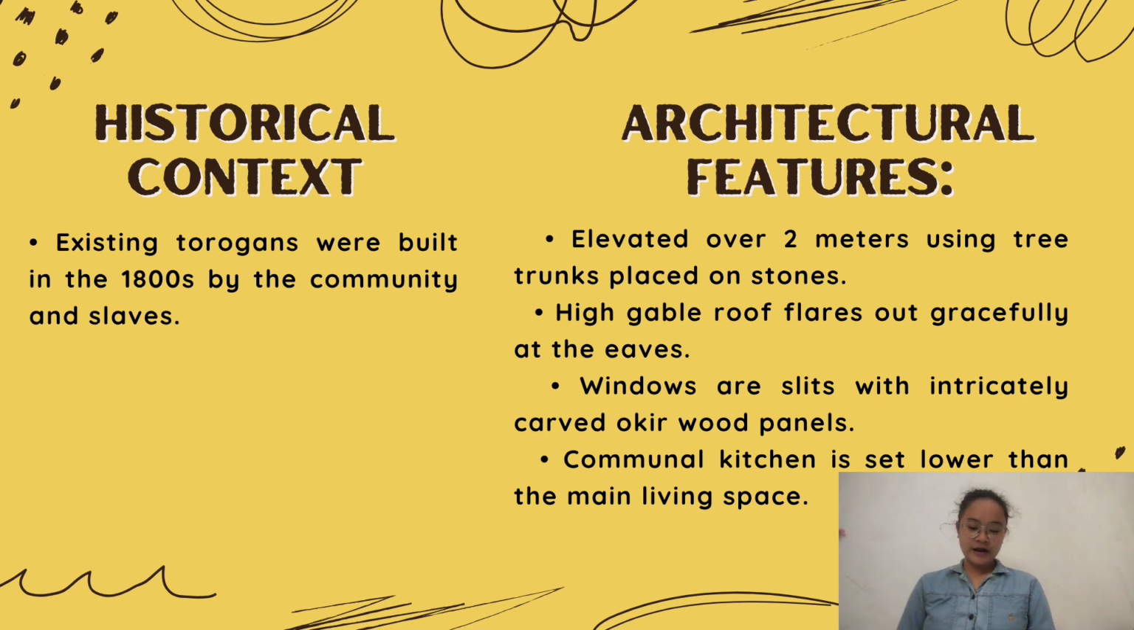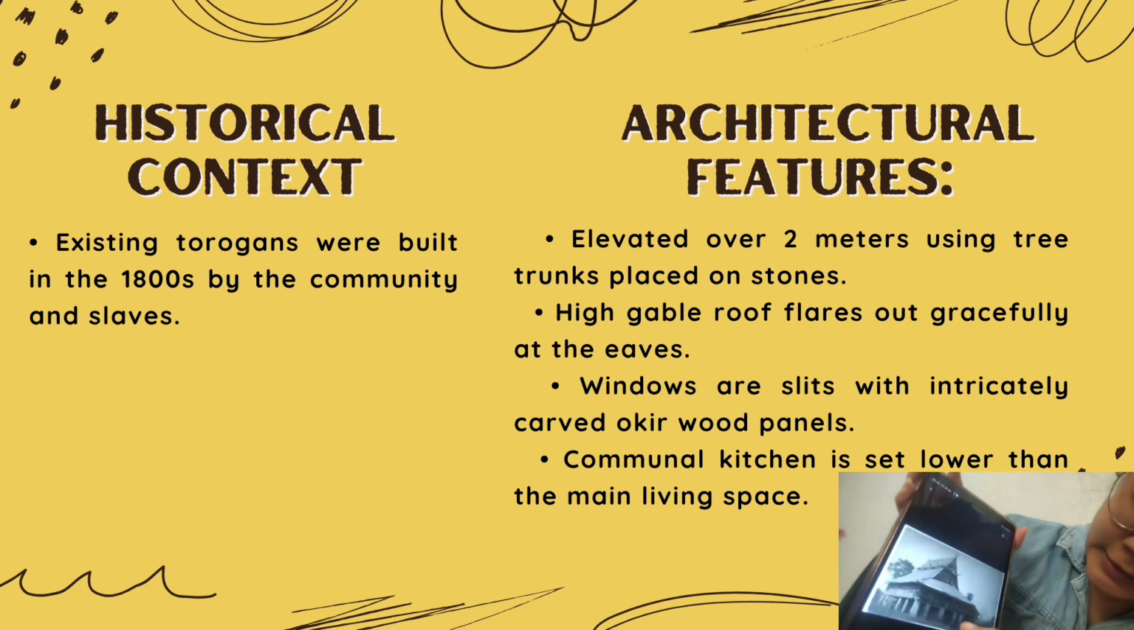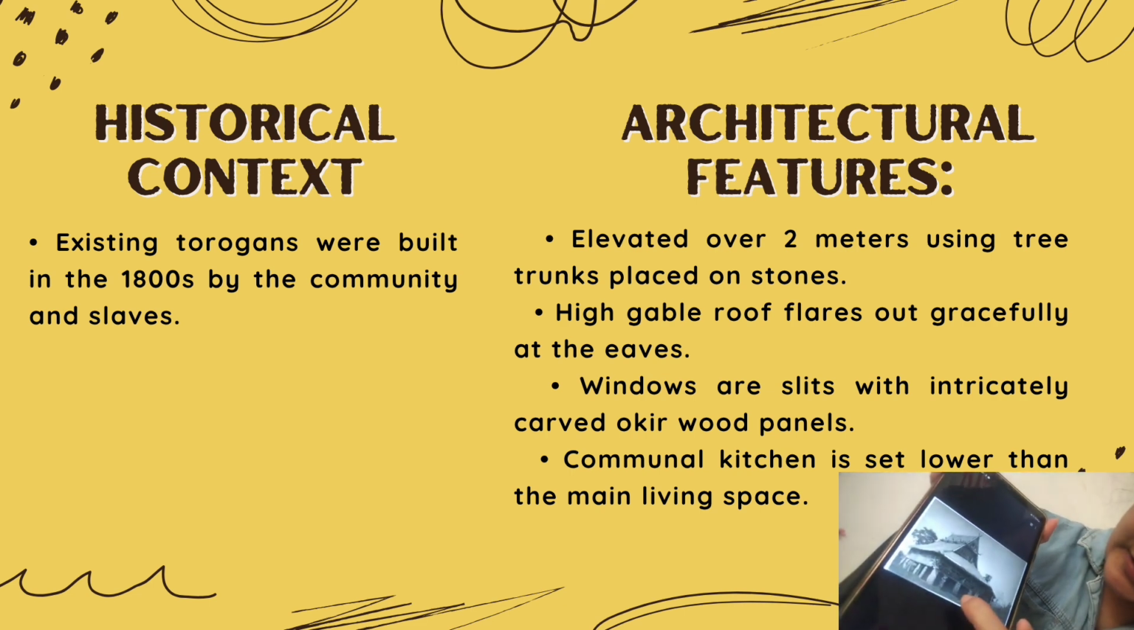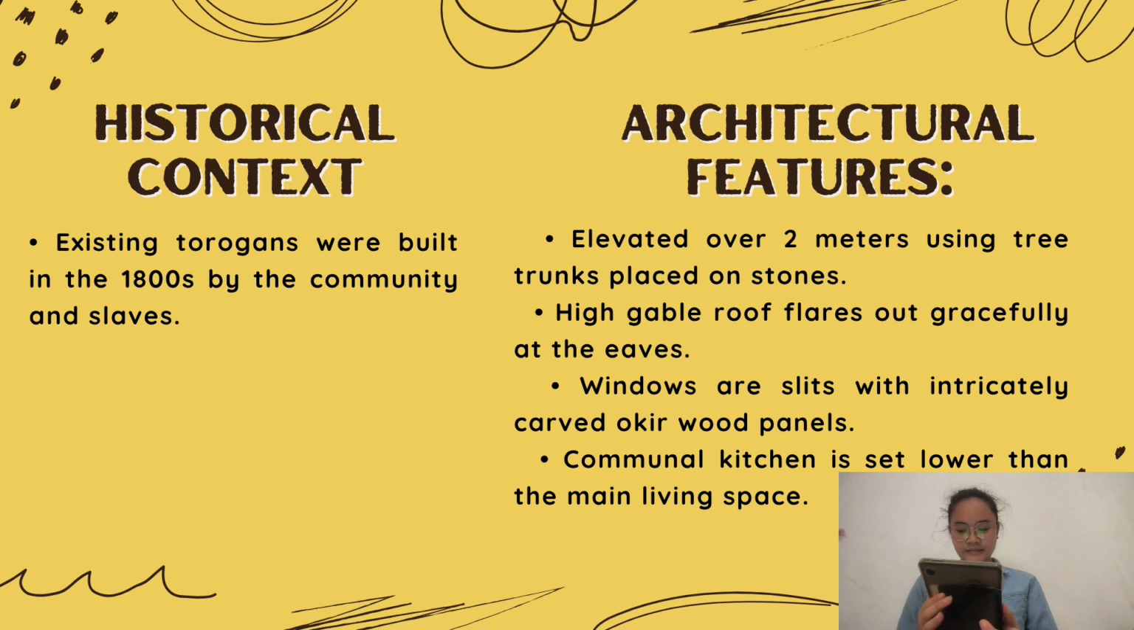Architectural features: it is elevated over 2 meters using tree trunks placed on stones, like this. A high gable roof flares out gracefully at the eaves. Windows are slits with intricately carved ochre wood panels. The communal kitchen is set lower than the living space.